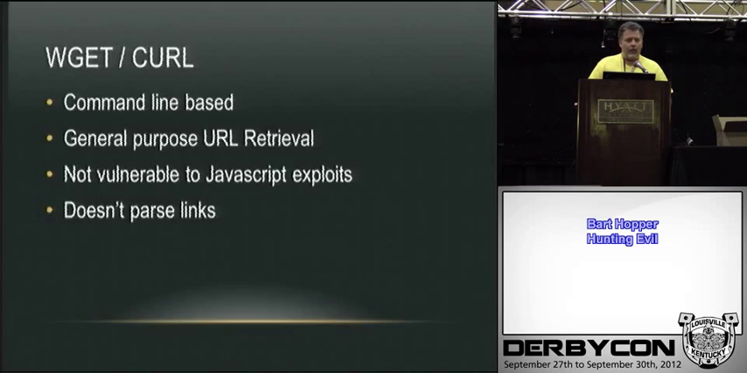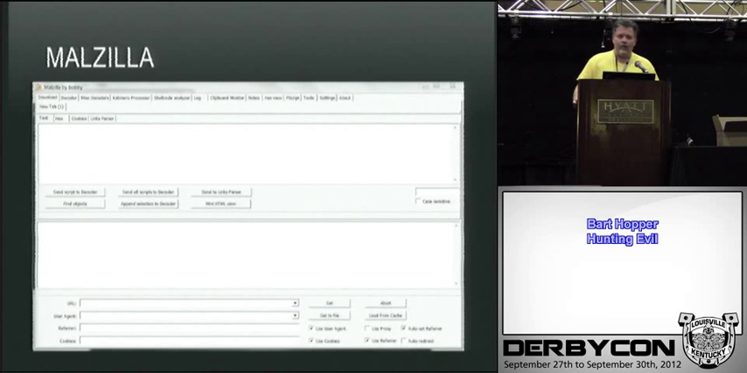wget and curl are some great command line programs. They're general purpose URL tools, but they really don't have some of the features that we need and make our lives easier. Of course, they're not vulnerable to JavaScript exploits, but as I said, they don't parse the links for you. Mozilla is a great program. Unfortunately, it's Windows only, and it doesn't support POST requests or some of the other things. I haven't seen an update in the last several years, and so as a result, I created my own program.